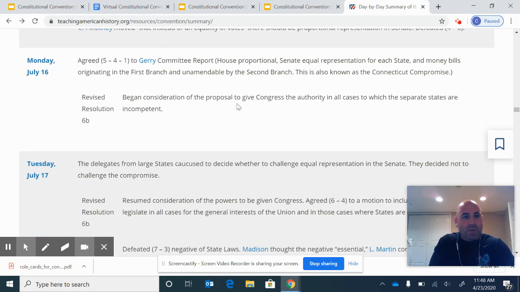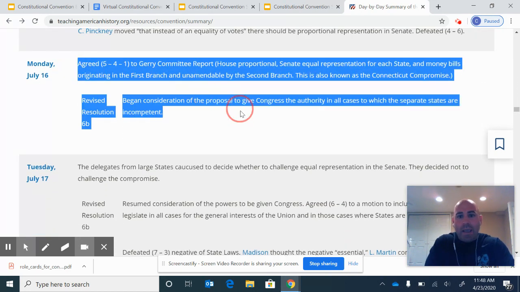July 16th, we're going to get to. That's a very important date. We're basically going to see the New Jersey plan and the Virginia plan come together as one in the Great Compromise, or the Connecticut Compromise. And basically, this is when it gets introduced.